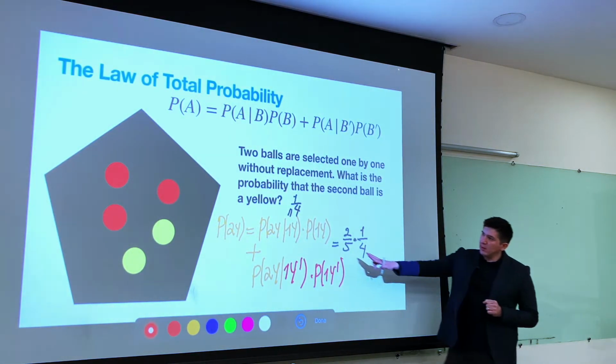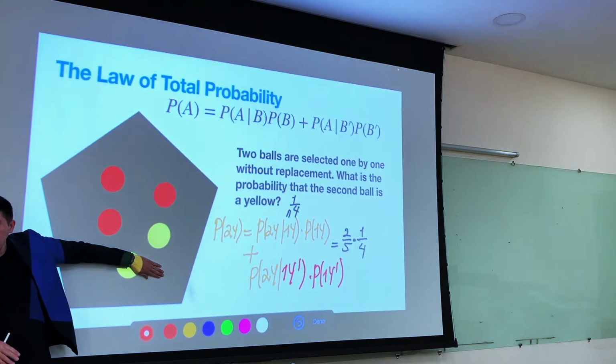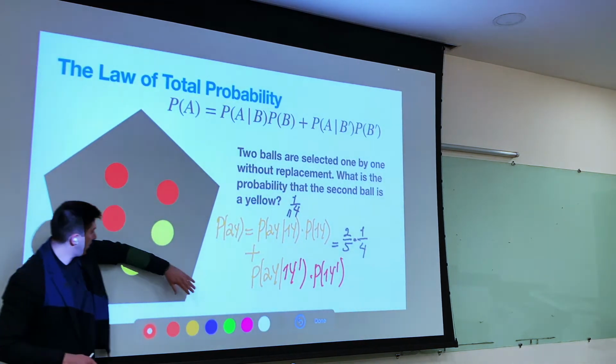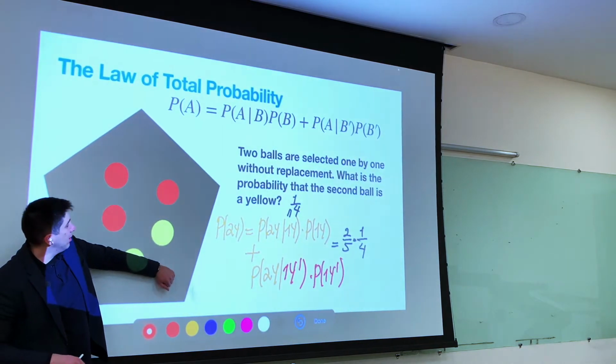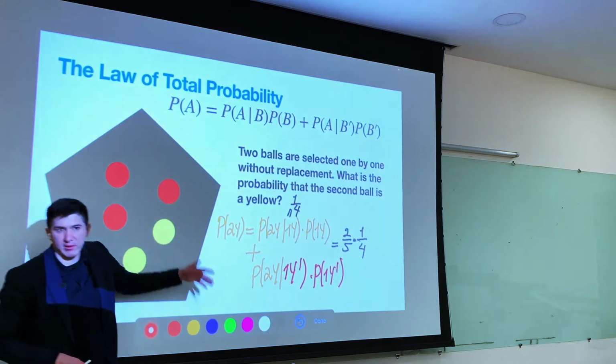It means that you chose one of the yellow balls. There is no yellow anymore, okay? So this probability means that you already chose the yellow. There's no yellow here. Then the probability of choosing one of them is 1/4 because there are 4 balls left here, okay?